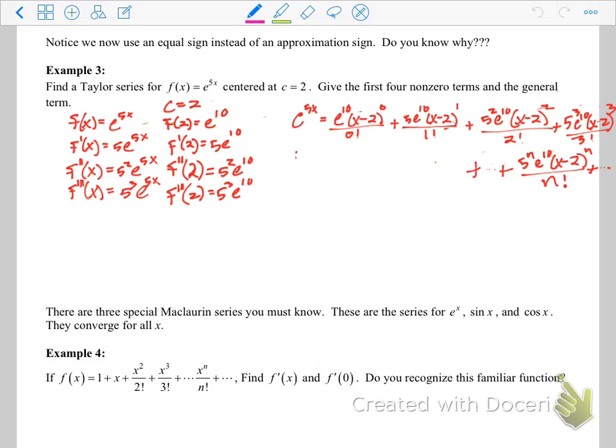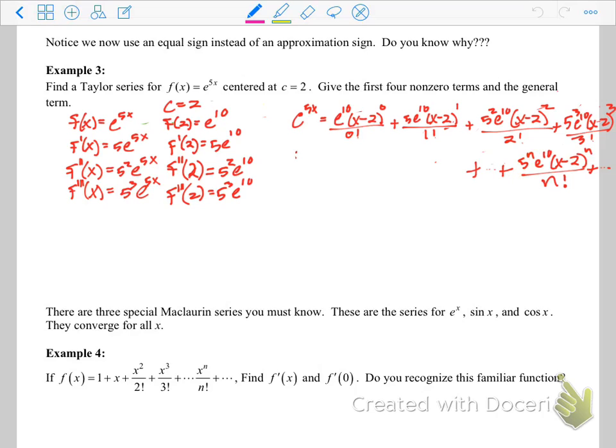Those are the numerator coefficients. And then it's x minus center in each of those to its respective power. So to the 0 over 0 factorial, 1 to the 1 over 1 factorial, to the second over 2 factorial, and so on. And now that I've left that 5 to the n in exponential form, or that 5 squared, I can see that the general formula is going to be 5 to the n, e to the 10, x minus 2 to the nth over n factorial. And we found our Taylor series.